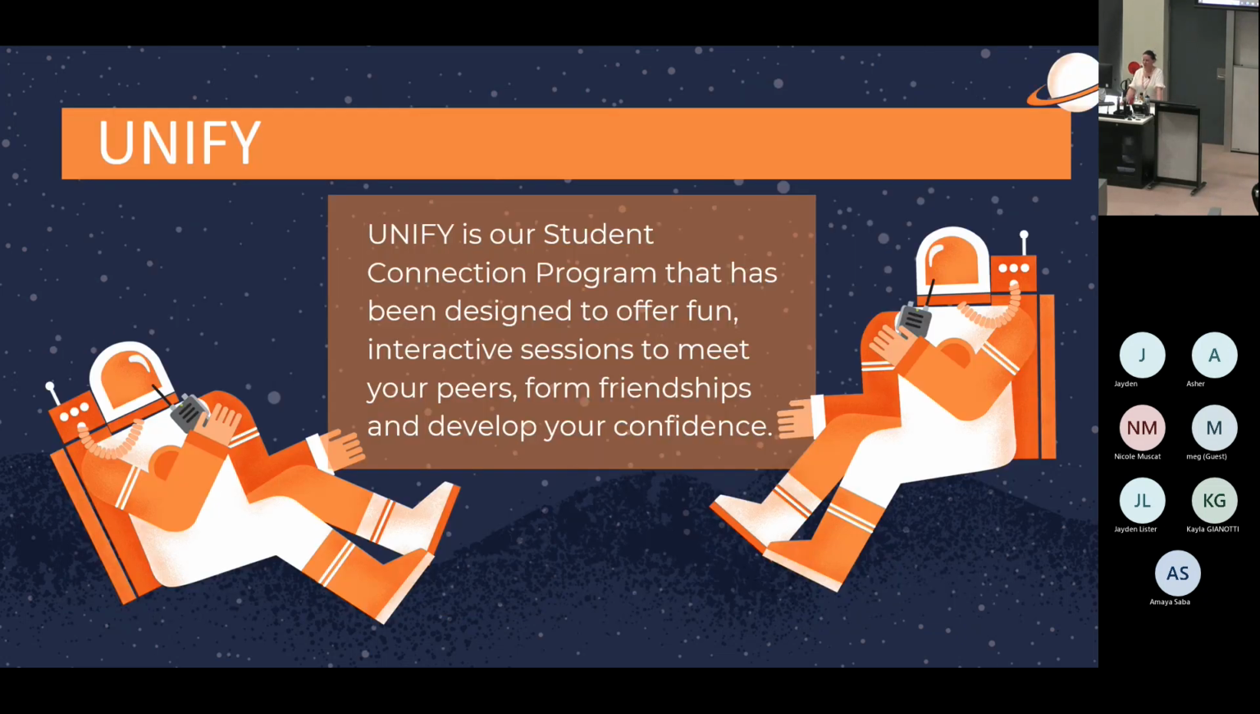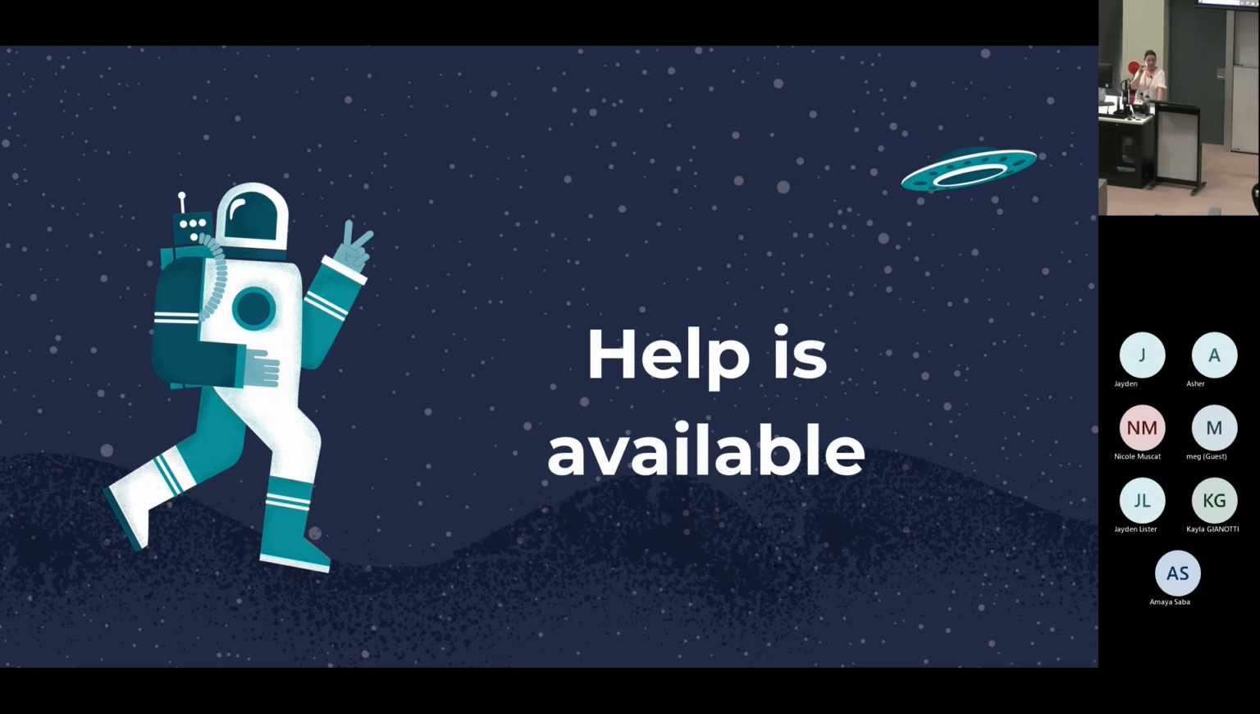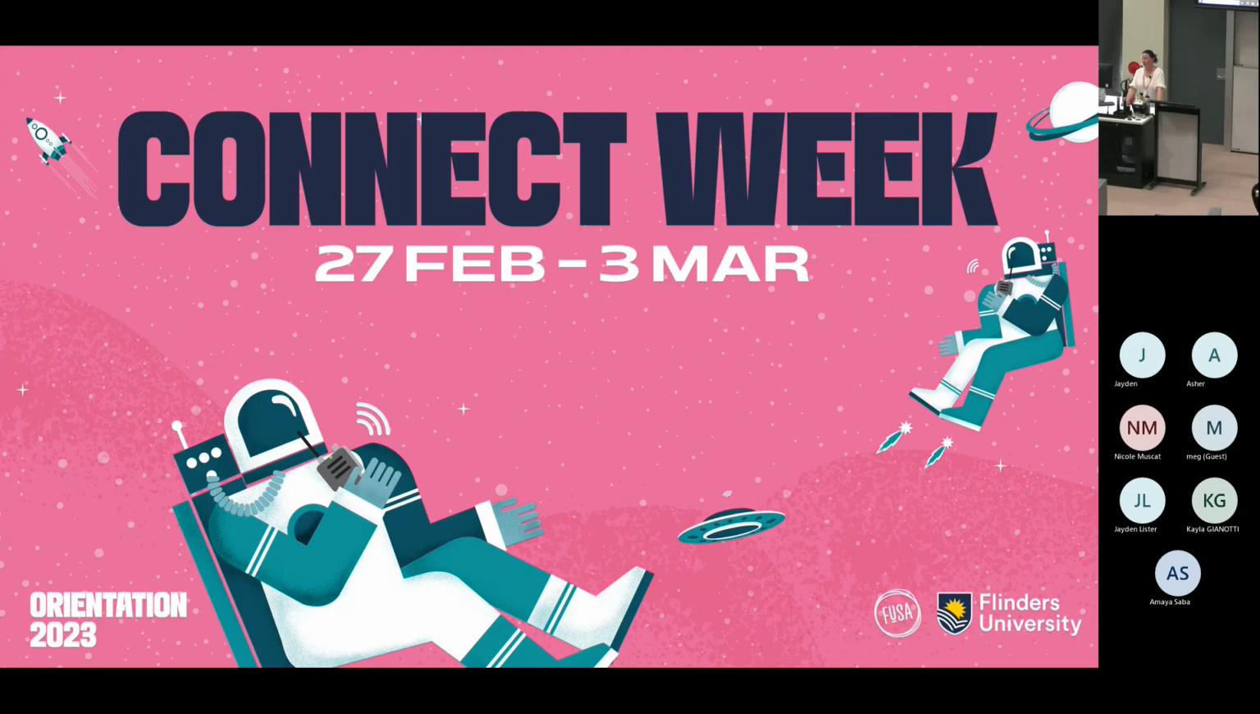Unify. So Unify is our student connection program that has been designed to offer fun, interactive sessions to meet your peers, form friendships and develop your confidence. And you'll be able to find out more about that in that Flinders orientation link if you're interested. So help is available. Now, Connect Week is the following week, starting next Monday from the 27th to the 3rd of March. So this is O Week, and then next week is what we call Connect Week.